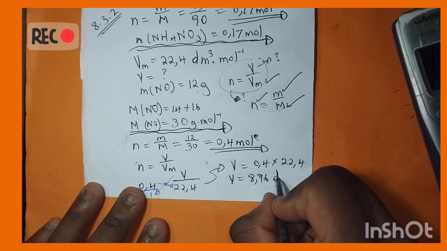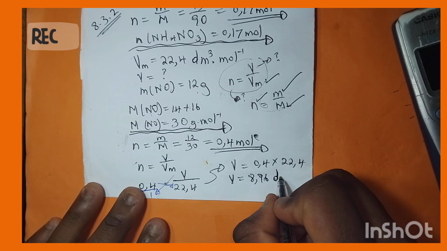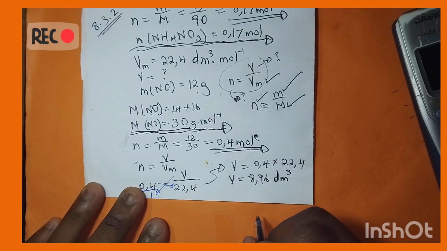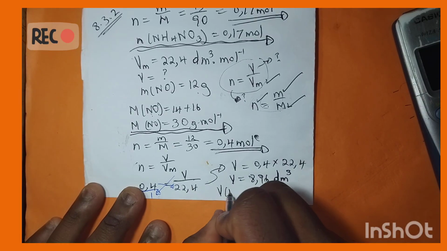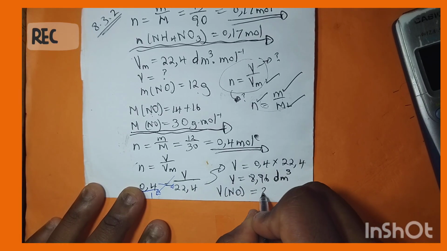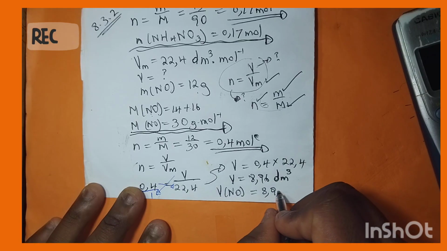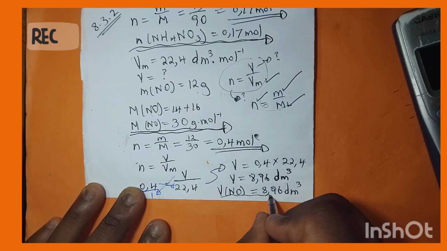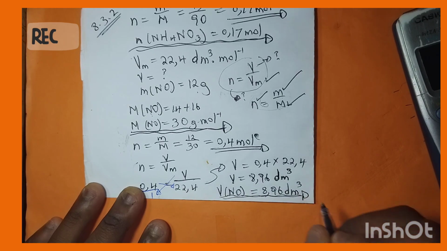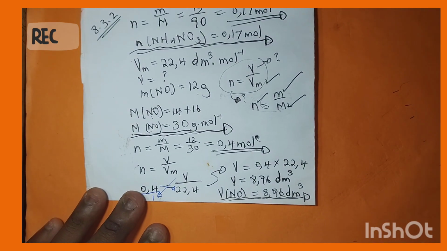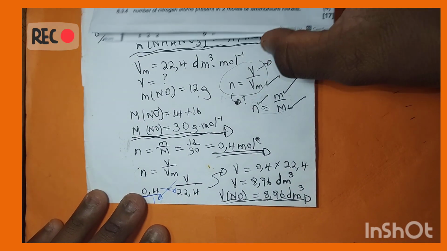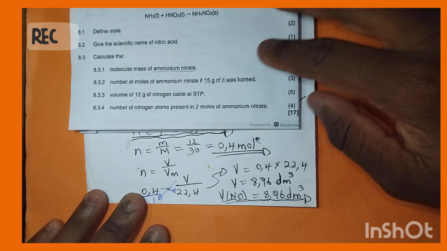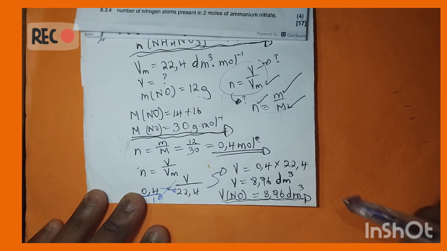But guys, we are talking about volume, which is in decimeter cube. Meaning the volume of nitrogen gas is 8,96 dm³, decimeter cube. Do you see? Yeah. Even this thing, guys, is a 3 mark question. I don't think any learner will struggle to get this.